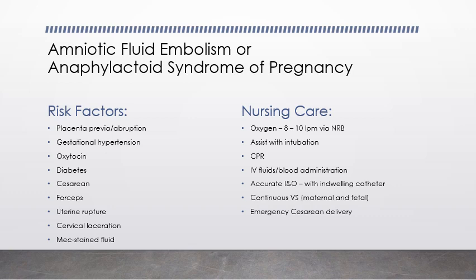You'll want to administer IV fluids, maybe blood. You'll need to do an accurate I&O with an indwelling urinary catheter. And if the mom hasn't delivered yet, she will be taken for stat C-section. Every once in a while, an amniotic fluid embolism can happen even right after delivery. So just be aware of those symptoms.